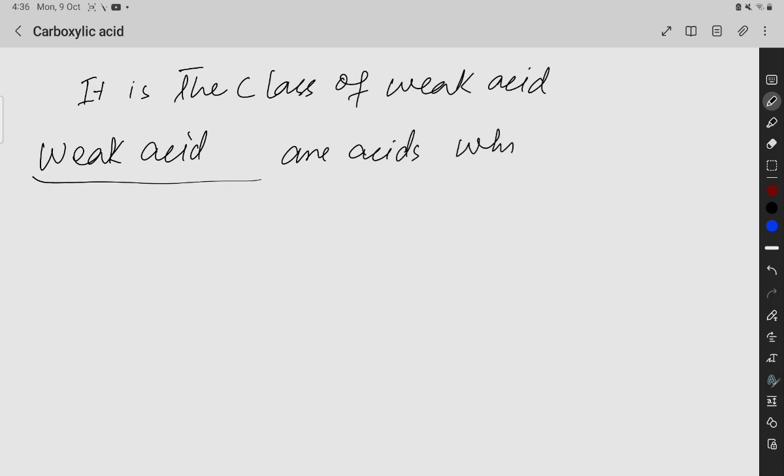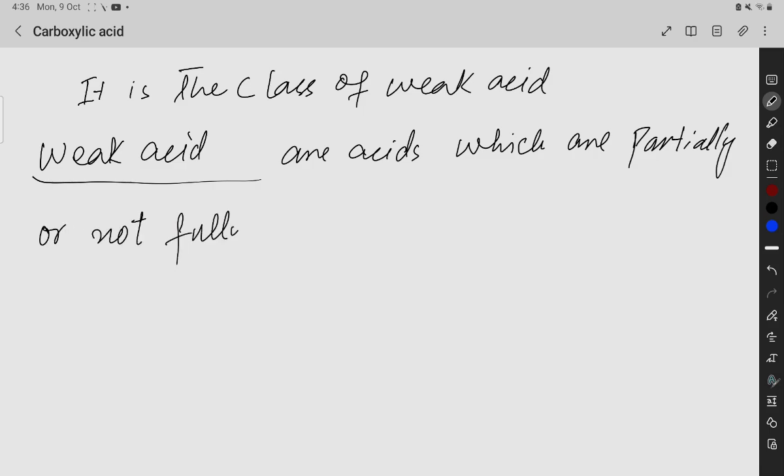which are partially or not fully ionized, partially or not fully ionized in aqueous solution.